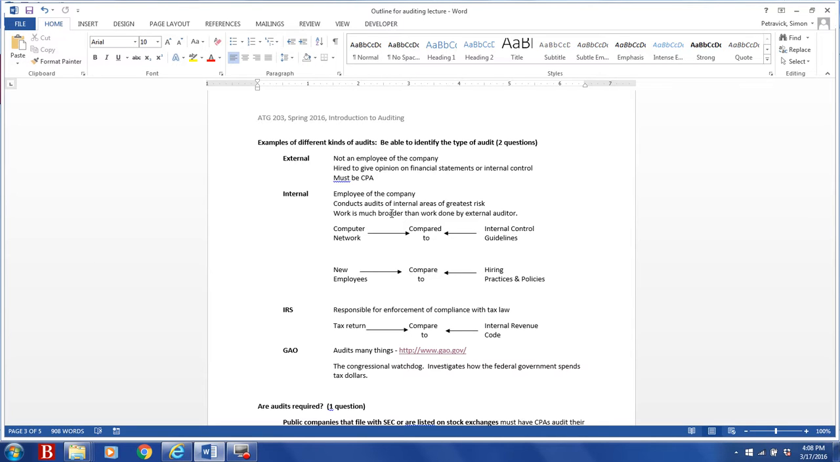And their opinion is valued because if management told you the financial statements are okay, you'd have some concerns since management is an employee, management is biased. So when we have someone who's not an employee of the company come and look at the financial statements, we are in a better position to rely on their report.